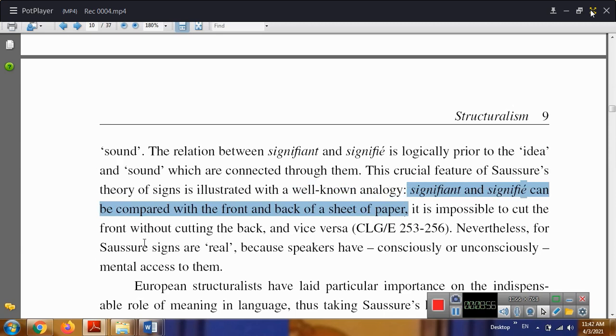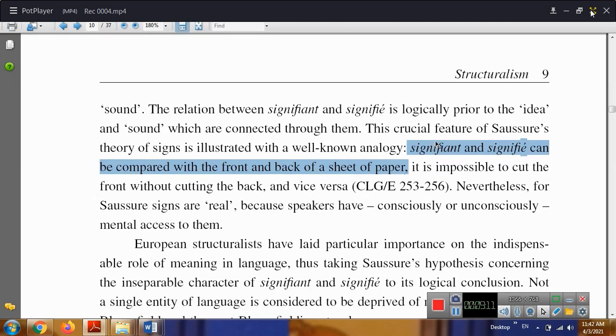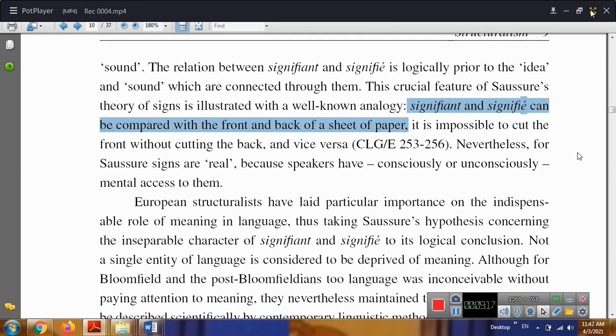Okay, here we can understand these two concepts through the analogy with the front and back of a sheet of paper. It is impossible to cut the front without cutting the back, and vice versa. They are interrelated with each other. Nevertheless, for Saussure, signs are real because speakers have conscious or unconscious mental access to them. Okay, we introduced signification, signifier, and signified, and we defined them according to Saussure. And here we gave you some examples and comparisons with other matters for better understanding.